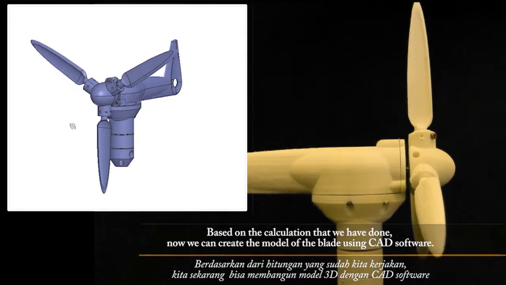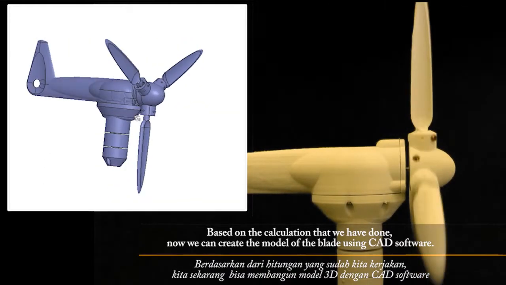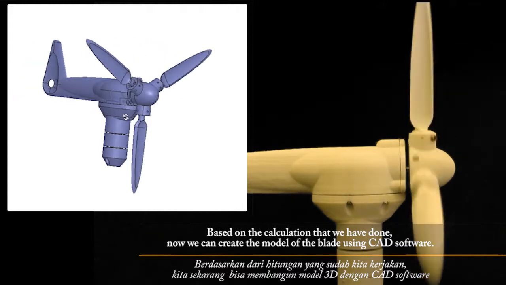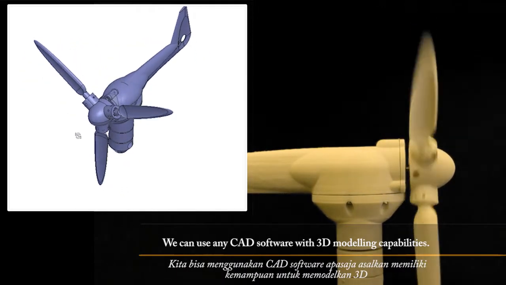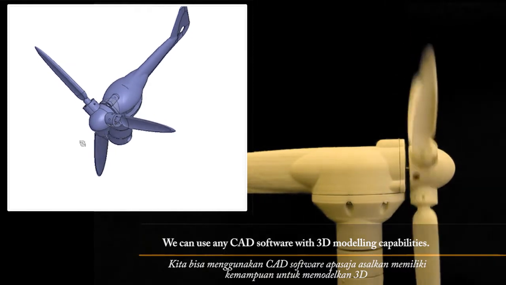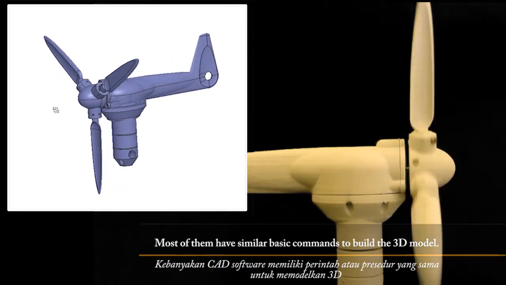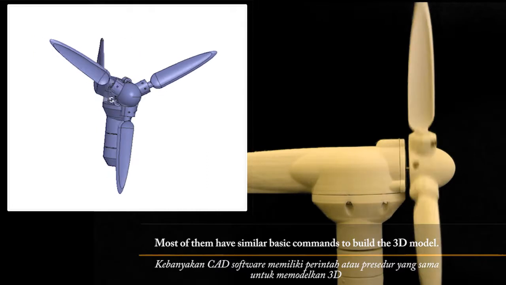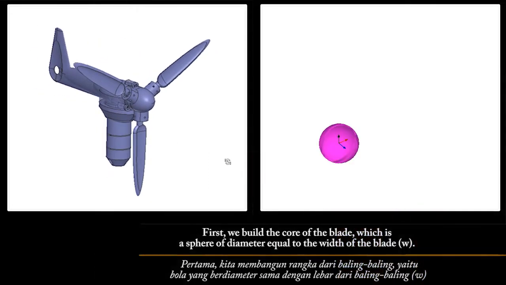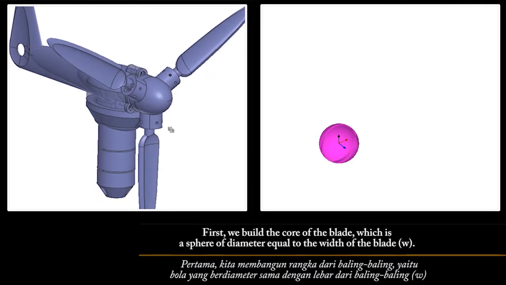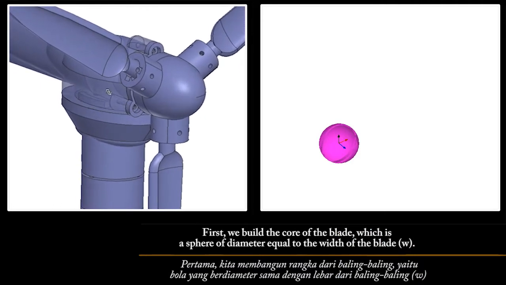Based on the calculations that we have done, now we can create the model of the blade using CAD software. We can use any CAD software with 3D modeling capabilities. Most of them have similar basic commands to build the 3D model. First, we built the core of the blade, which is a sphere of diameter equal to the width of the blade, W.